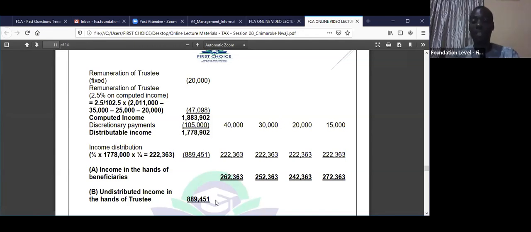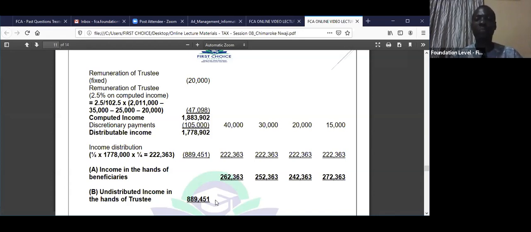So you see, it's easy. The formula, the principle is the same. The three questions I'm going to solve for you today are going to follow the same pattern. The first pattern is get the total income, then remove your allowable expenses. Allowable expenses will include the trustee's fees, the trustee's expenses. It will also include fixed annuity. Get that in your mind.